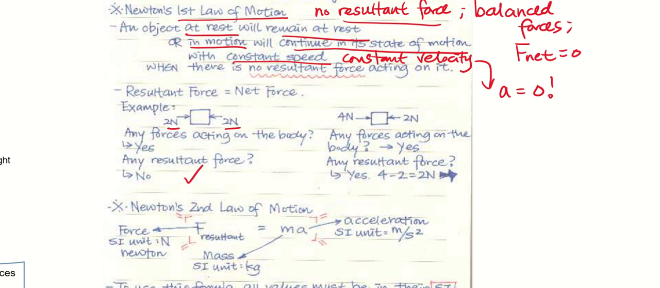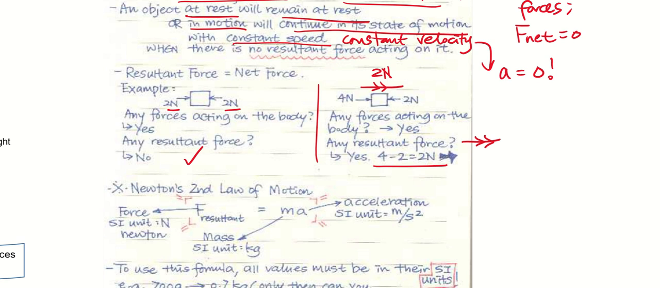Then if we look at this example next, we have 4 Newton pushing to the right, 2 Newton pushing to the left. Are there any forces acting on the body? Yes, we have 2 forces there. Any resultant force? Yes, we always take the larger force, subtract the smaller force, and it is 2 Newton. The resultant force uses a double arrow, and then we indicate the value of the resultant force on it. I already explained in class that the resultant force arrow, which is the double arrow, should not touch the object.